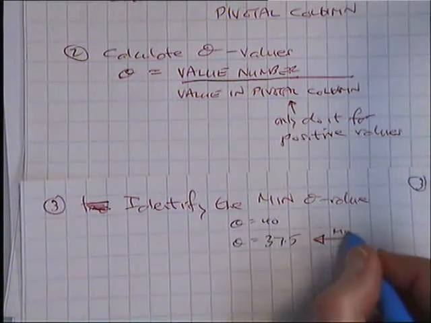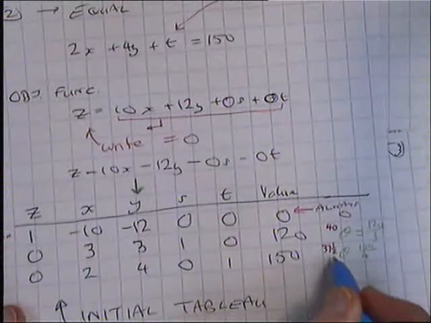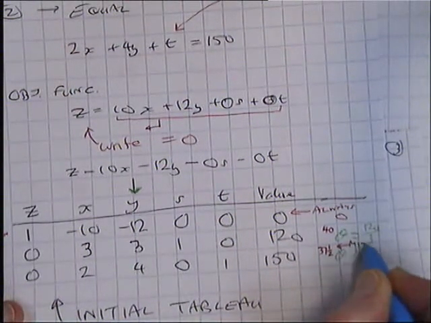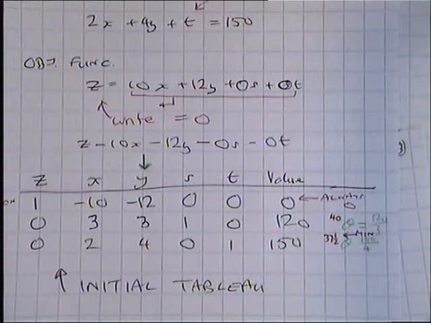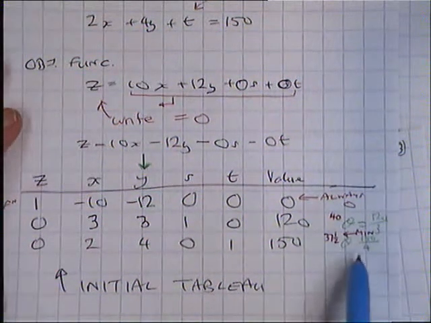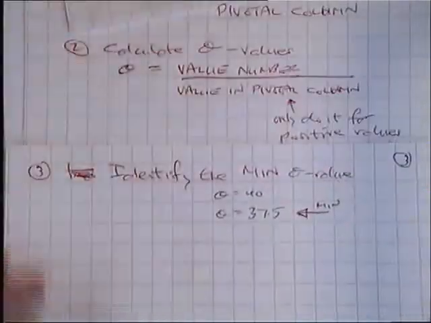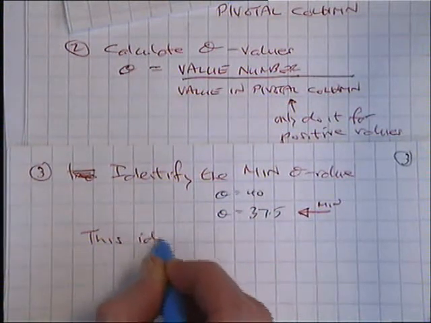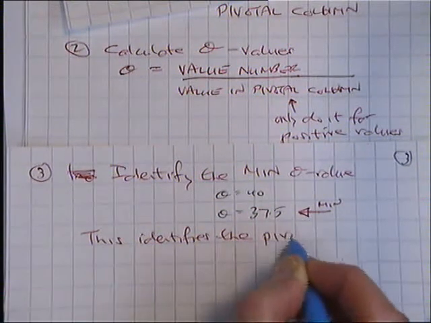You normally label and arrow it. So if I go back to my diagram, that's the smallest one there, the 37.5. So you normally arrow that one and label that one the minimum. And that now has identified for you your pivotal row. So we're going to refer to this one here as our pivotal row. So if we can write down now under here, this identifies the pivotal row.